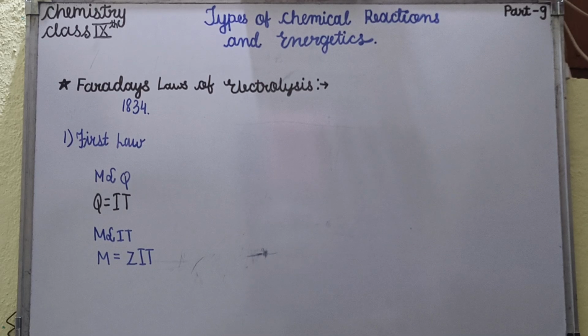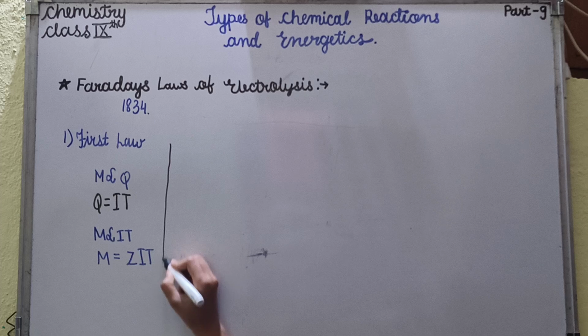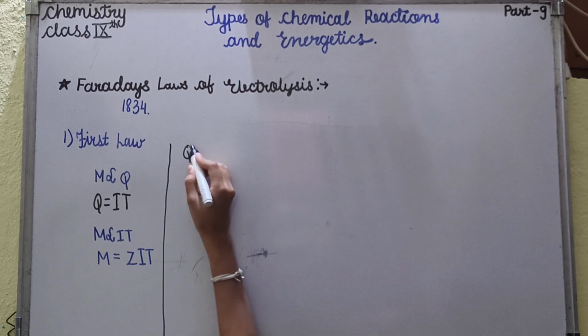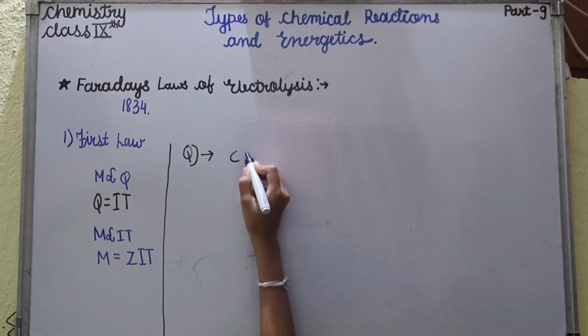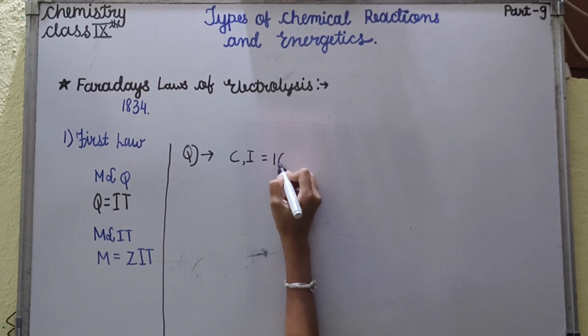Let us solve a question based on it. A current of 16 ampere was passed through an electrolytic cell containing molten NaCl for a period of 100.5 minutes. How many coulombs are used up? How many grams of sodium metal were obtained? So given is current I is equal to 16 amperes.